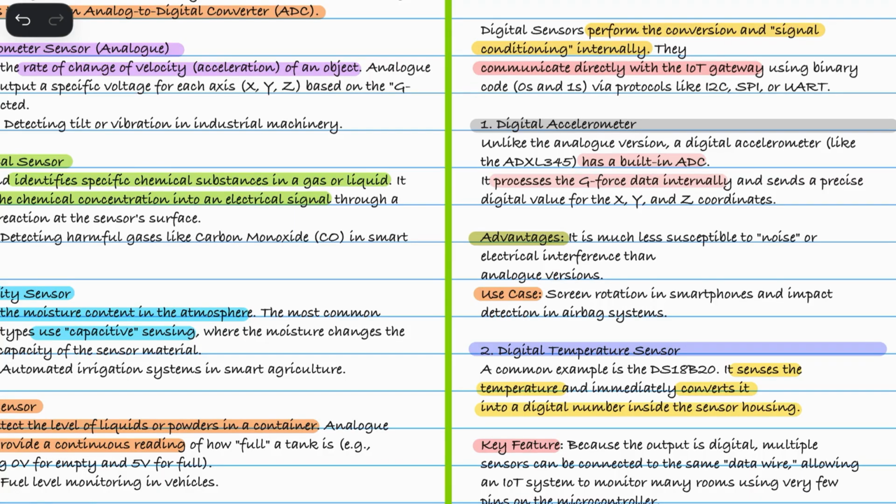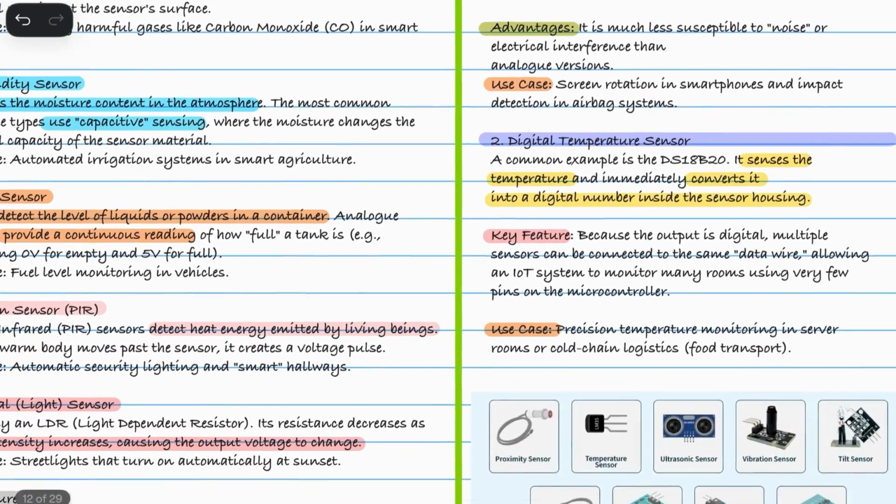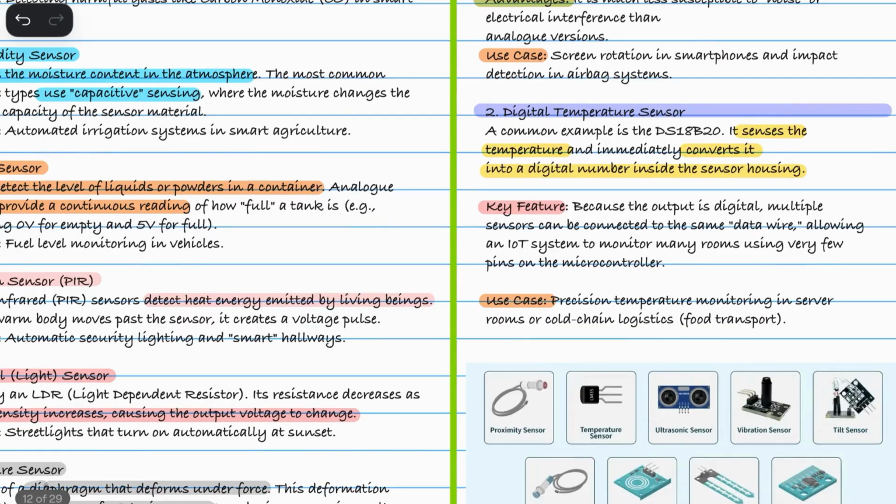All right, and the second we have is digital temperature sensor. So you see, this is a little component showcase, one of the coolest architectural advantages of digital systems. If you are using analog thermistors to monitor the temperature of 5 different rooms in a building, you would need 5 separate analog input pins in your microcontroller. So your wiring would look like a bird's nest because there will be a lot of wires.